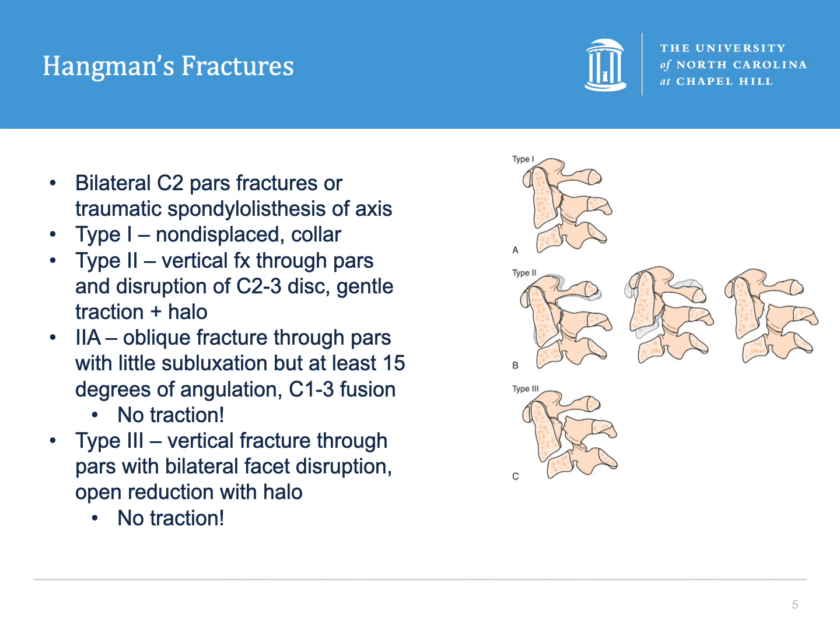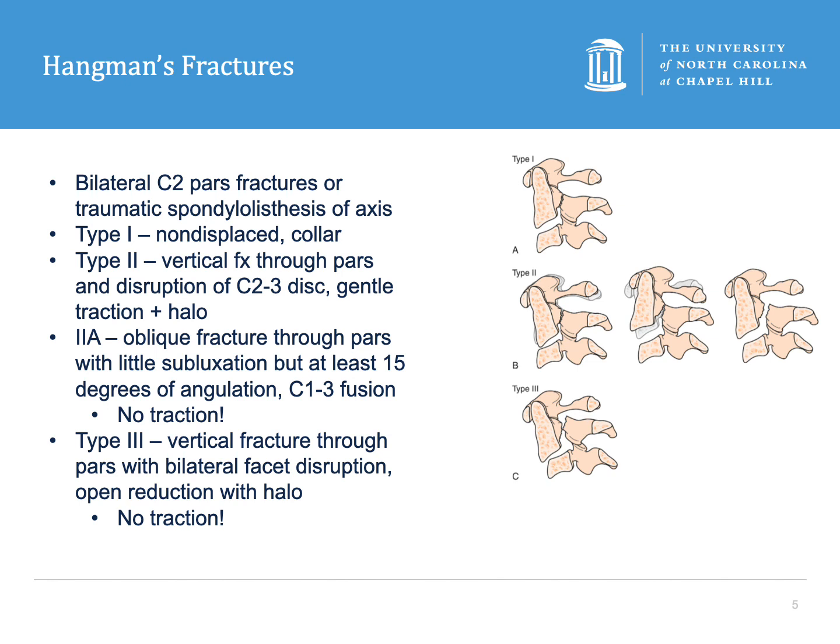Type 2A is an oblique fracture through the pars. There's little subluxation, but there's a larger angulation, at least 15 degrees. These patients are going to need surgery, and it's typically in the form of a C1 to 3 fusion, especially if the C2-3 disc is injured. I would caution against doing traction in these patients because that can make the deformity worse. So surgery is really the only option here.